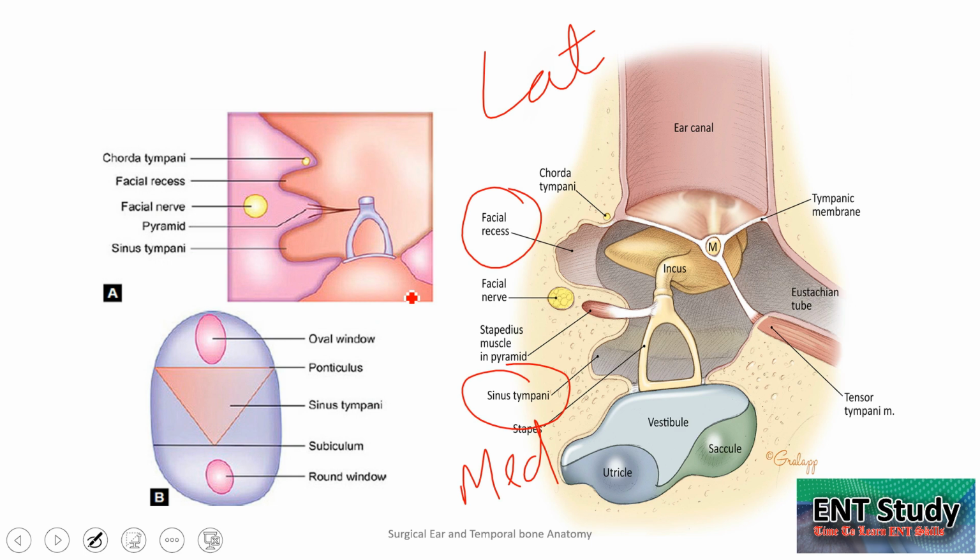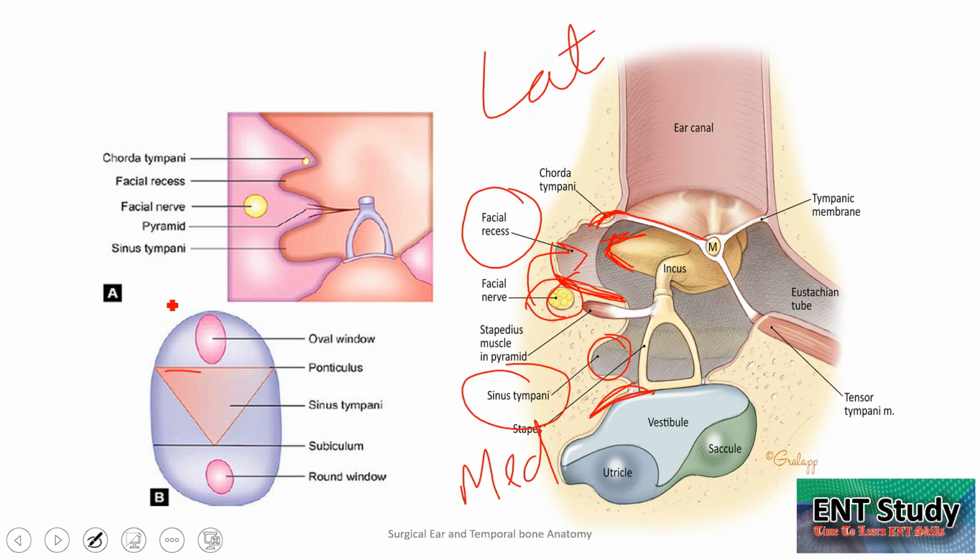If you could see over here, it is bounded laterally by the chorda and the tympanic membrane. It is bounded medially by the facial nerve. It is bounded superiorly by the short process of the incus, which is located inside the fossa incudis, and all of this part is located lateral to the facial nerve. And over here, if you could see, this is the area of the sinus tympani, medial to the facial nerve, and medial to which is the medial boundary of the tympanic cavity.